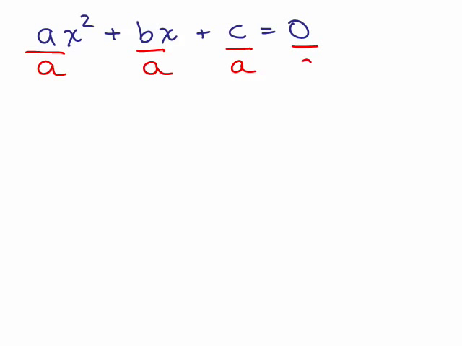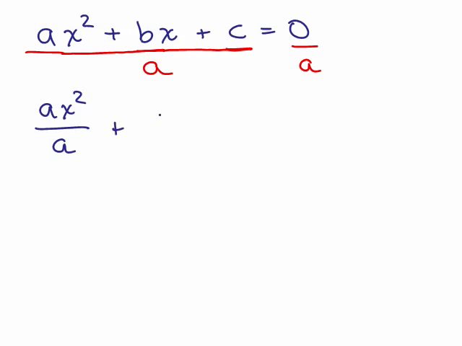Now notice I put each term over a. It's really the same as putting it all over a, but then of course you would break it up. And you could put each term over a. Right? So we would have ax squared over a plus bx over a, which I'm going to write as b over a times x, okay, plus c over a. And what's 0 divided by a? 0. When 0 is in the numerator, you're going to have 0. And if you remember, I said a can't be 0, the coefficient of x squared. So we don't have to worry about dividing by 0.